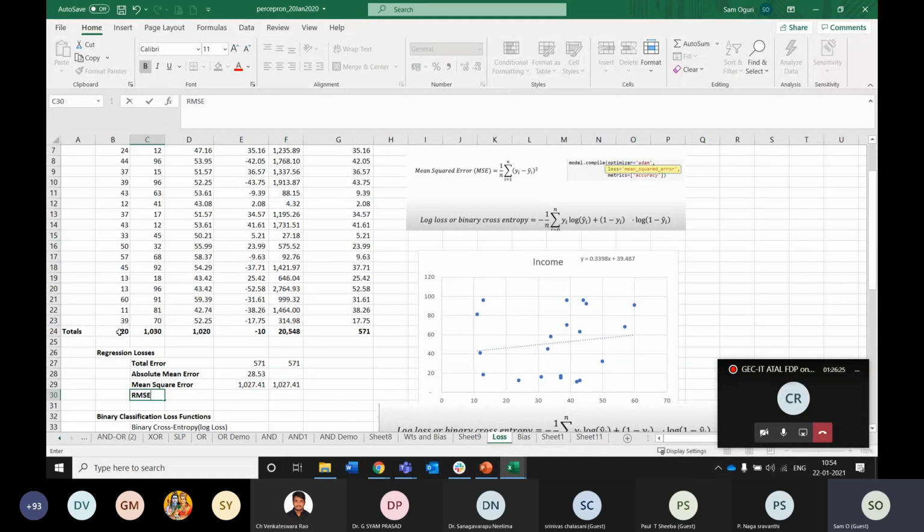RMSE, probably you have heard it. That stands for root mean square error. Root mean square error is nothing but taking the square root of this, which will give you the root mean square error. So these are all the regression losses: mean absolute error, mean square error, and the root mean square error.